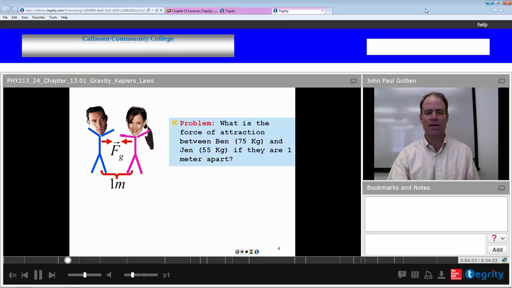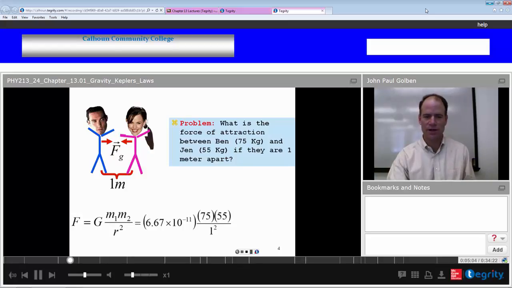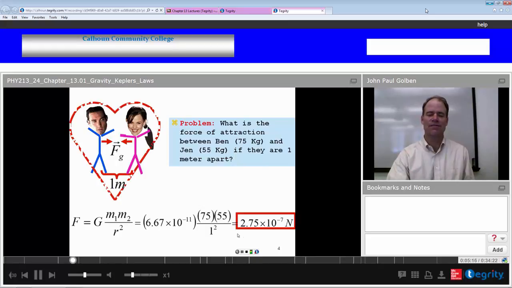And if they were 1 meter apart, what would be the force of attraction between them? Well, the magnitude of that force would be G mass 1, mass 2 over their distance squared. G is 6.67 times 10 to the minus 11. Ben is 75 kilograms. Jen is 55 kilograms. And they're 1 meter apart. This is a force of 2.75 times 10 to the minus 7 newtons.